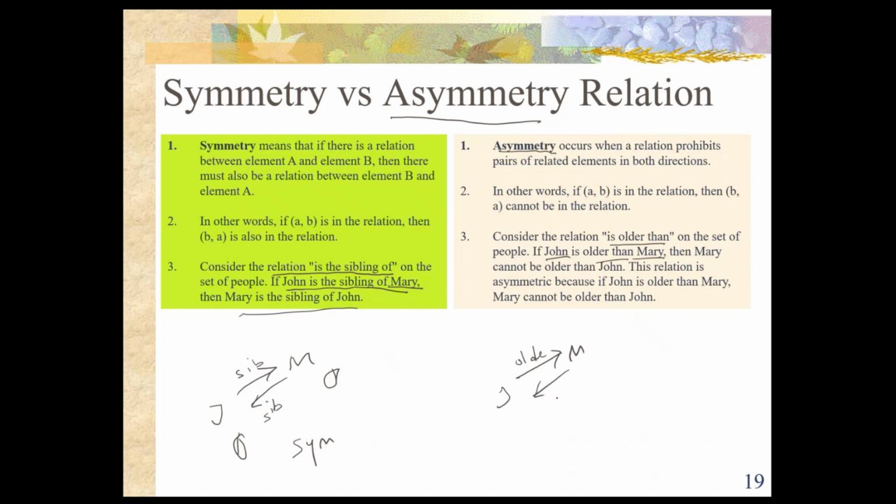Mary is not older than John. So John being older than Mary is true, but Mary being older than John is not true, right? So you see, you don't have the matching pair here. Therefore, it's not symmetrical. It is asymmetry. So now you have learned about symmetry and asymmetry.